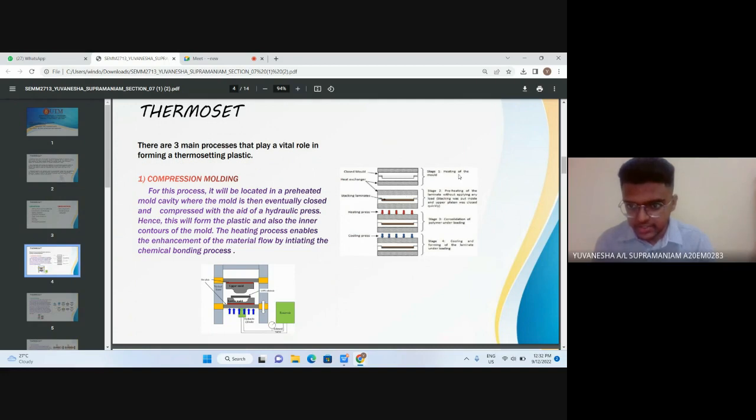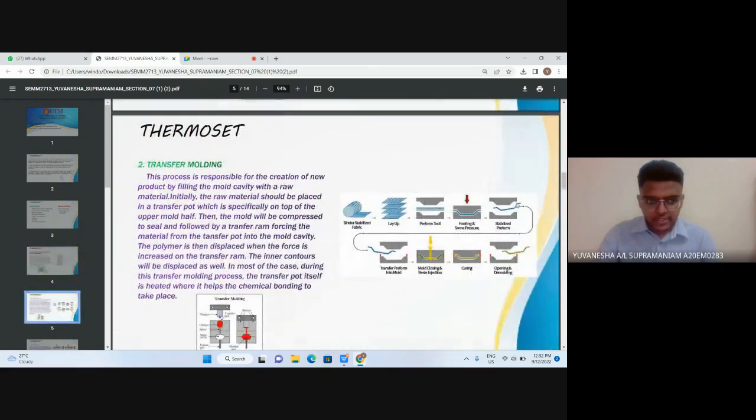Stage 1 is heating of the mold, and stage 2 will be preheating of the laminate without applying any load. For instance, the stacking was put inside and the upper platen was closed quickly, and stage 3 will be consolidation of polymer under loading, and the final stage will be cooling and forming of the laminate under loading.